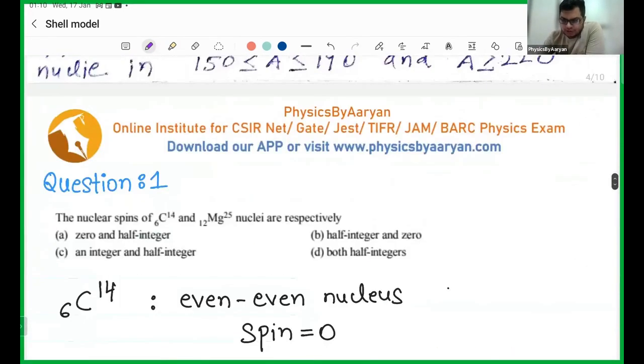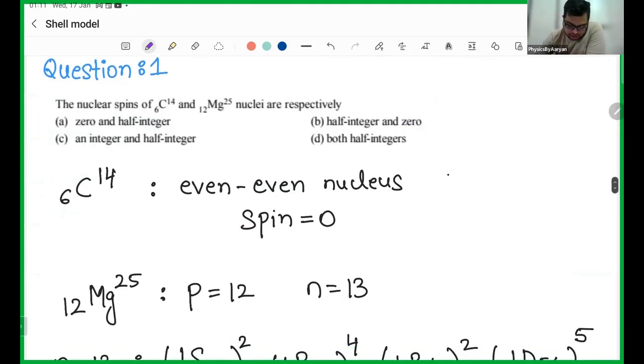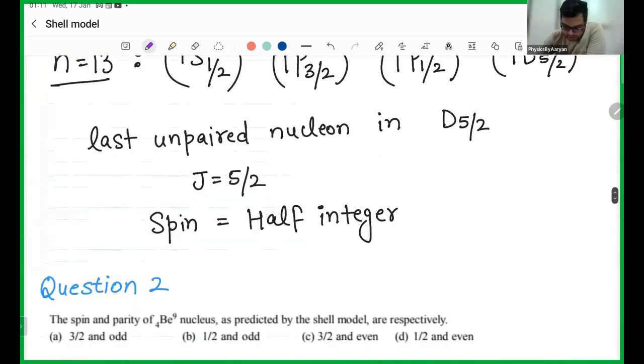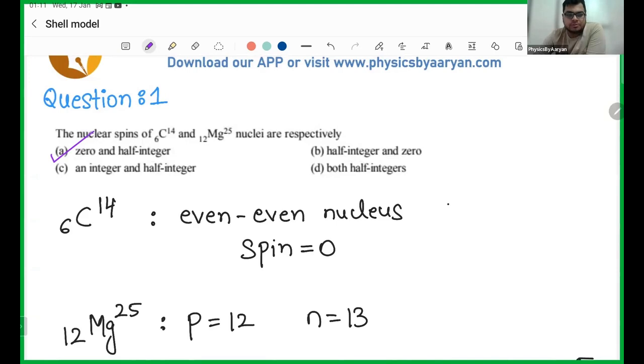So let's do some problems. The first problem I have actually already given you, the magnesium problem. They have given you two nuclei: one is carbon 6-14 and another is magnesium 12-25. Carbon 6-14 is an even nucleus. It has 6 protons and 8 neutrons, both even, so the spin will be 0. But for magnesium 12-25, you already know the spin comes out to be 5/2. We just calculated that. So that is half integer spin. So your answer will be: 0 for this, and for this you have half integer spin.